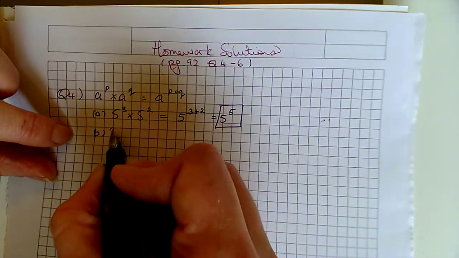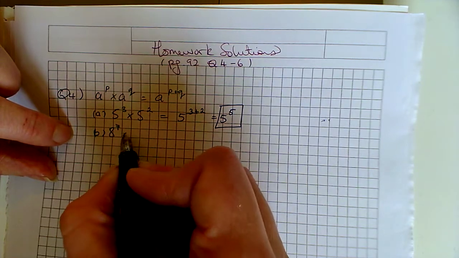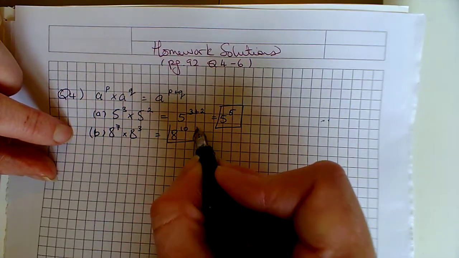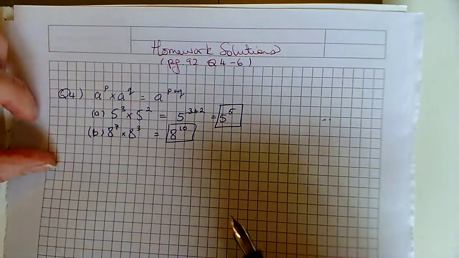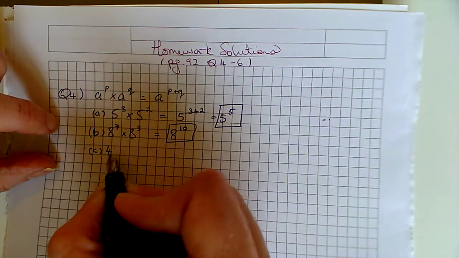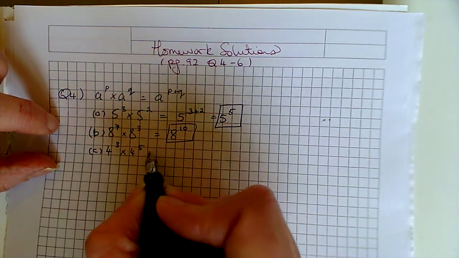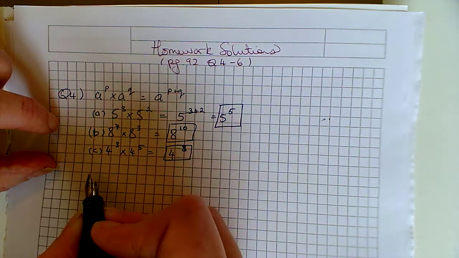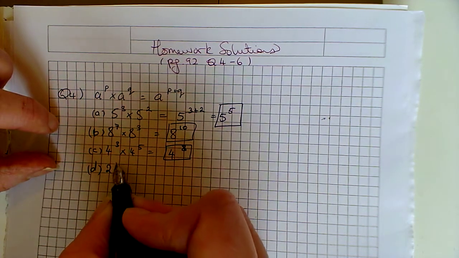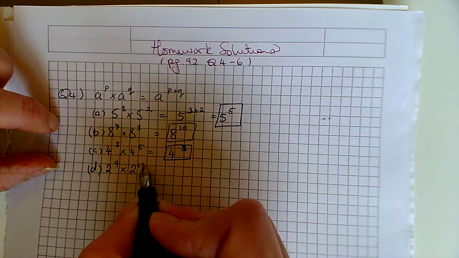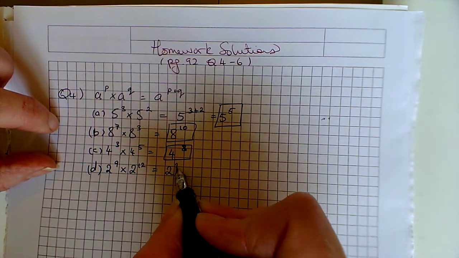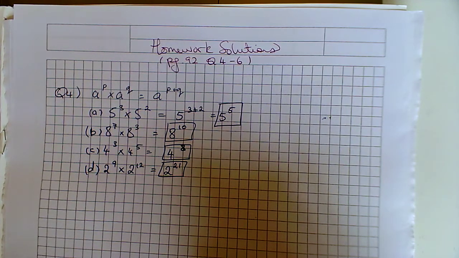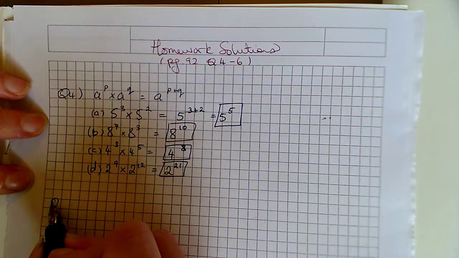For part B, we've 8 to the power of 7 times 8 to the power of 3, and that is 8 to the power of 7 plus 3, 8 to the power of 10. Then we have 4 to the power of 3 times 4 to the power of 5, and that is 4 to the power of 3 plus 5, 4 to the power of 8. And part D, 2 to the power of 9 times 2 to the power of 12, which is 2 to the power of 9 plus 12, or 2 to the power of 21. So that's all we need to do there. Just add the powers when you're multiplying the bases.